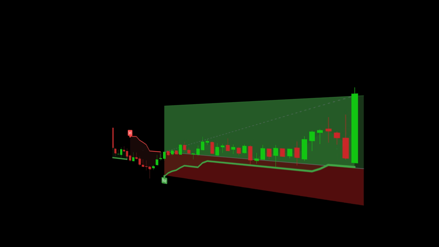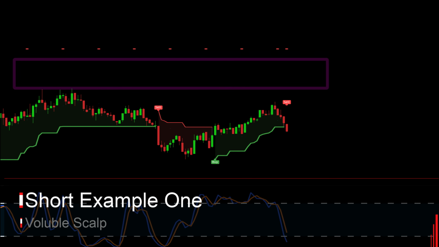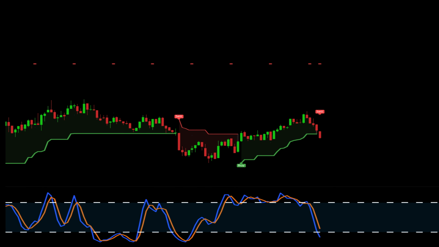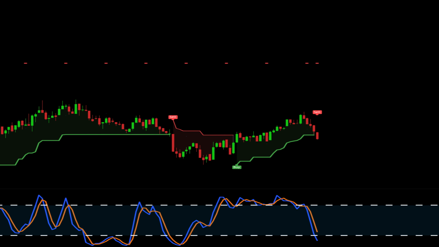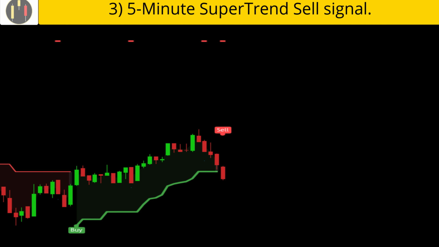Now we flip to shorts. This is what I will test for shorts. First, the 1 hour super trend indicator is bearish. Then we can see a hidden bearish divergence on the stochastic RSI, a lower high on price and a higher high on the indicator. Third, there is a 5-minute super trend sell signal.